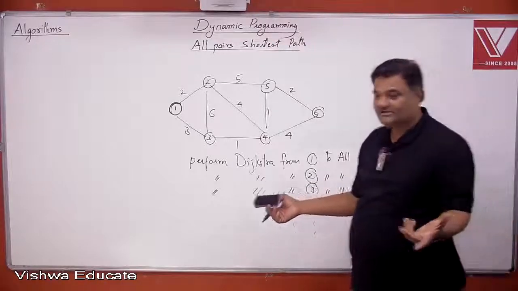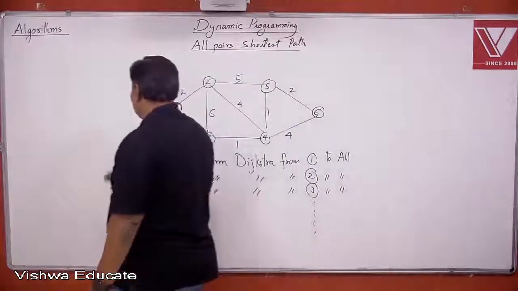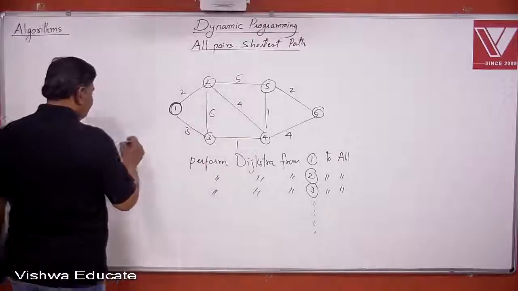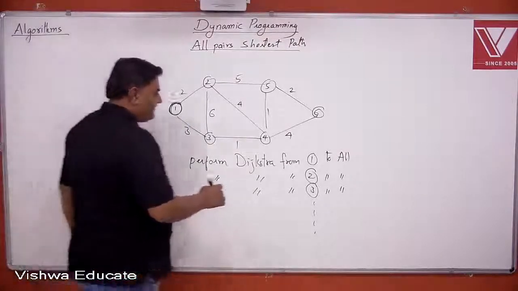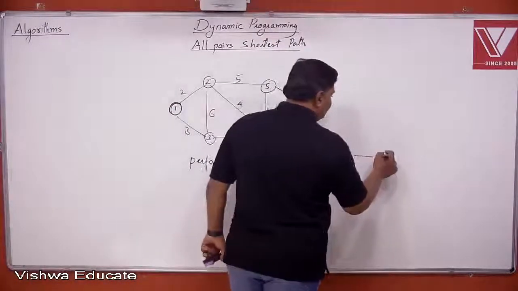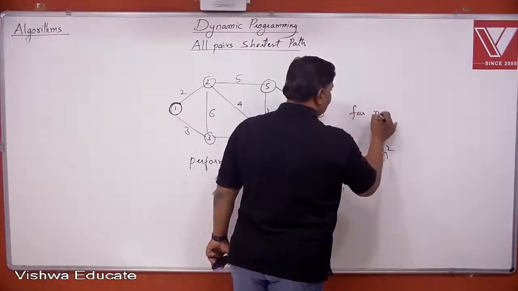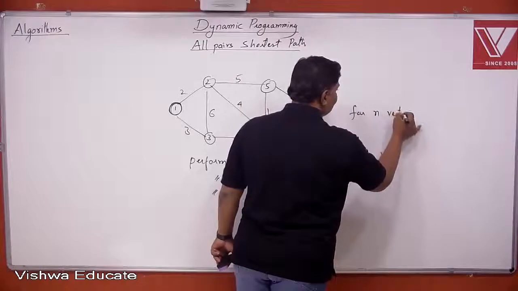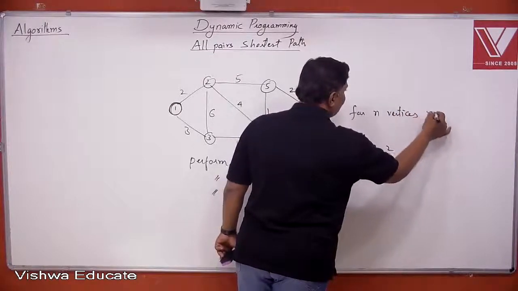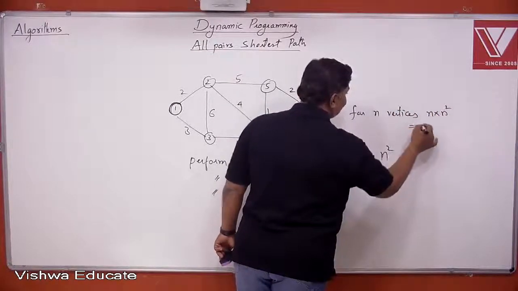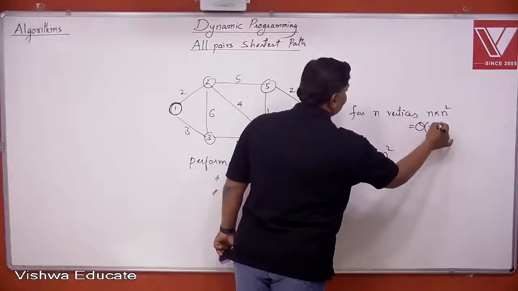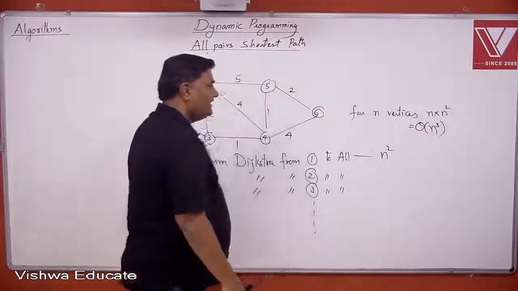Problem is solved. Then Dijkstra takes how much time? Dijkstra takes order of n square time. We have already seen. Then for all n vertices, it will be n into n square. So this will be n cube. The time it will be taking us is n cube.